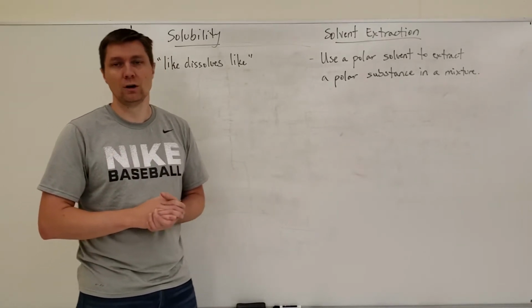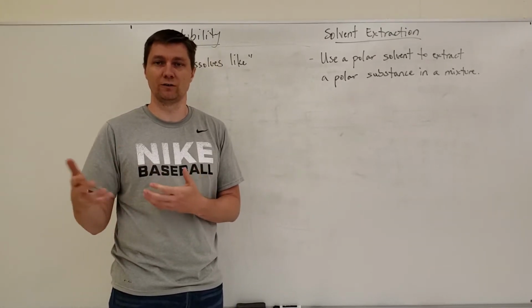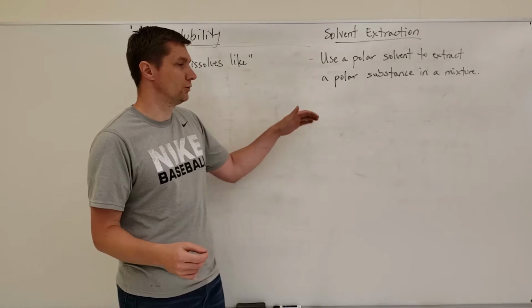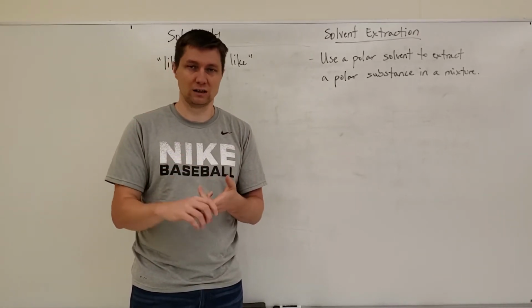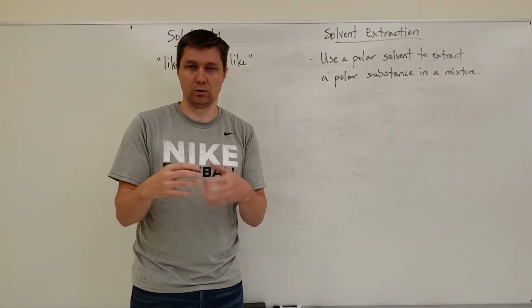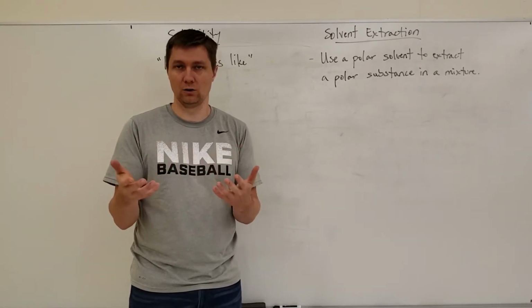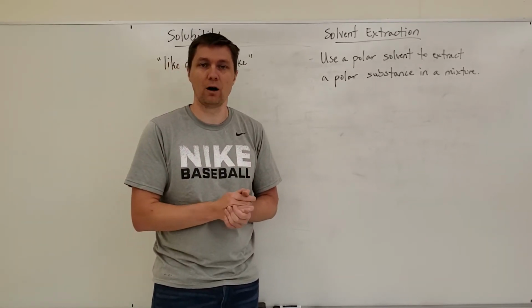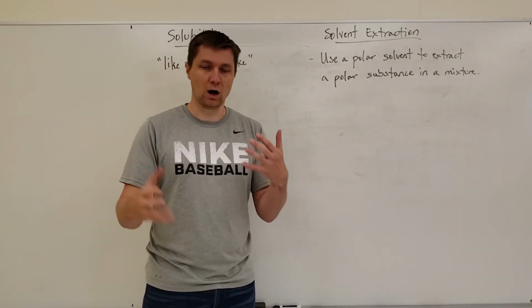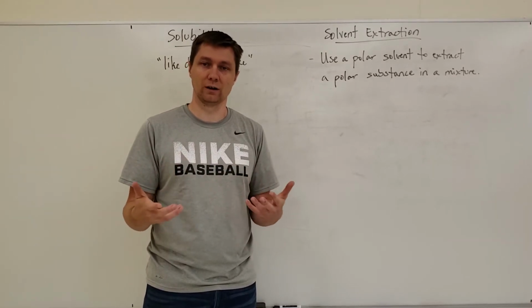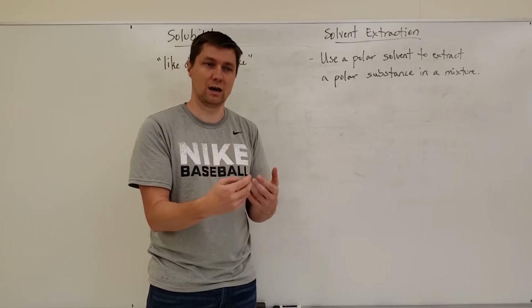What we can also do to separate substances from one another is use something called solvent extraction. And so if I've got a mixture that's got substances that are polar, slightly polar, and nonpolar maybe mixed together, and I can't really separate them very easily, what I can do that solves that problem is this: if I want to pull out the substance that's polar, I wash that mixture with a polar solvent, then that polar solvent will dissolve the polar substance that I'm trying to get out.